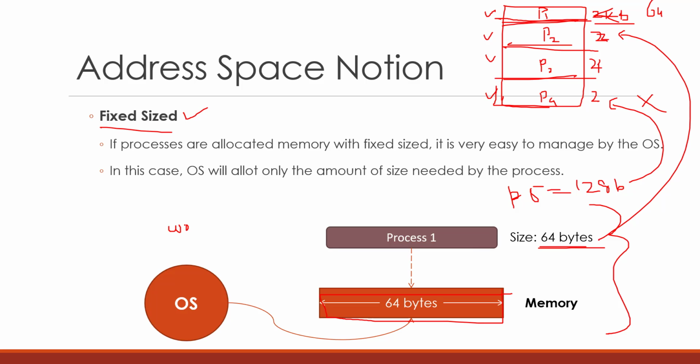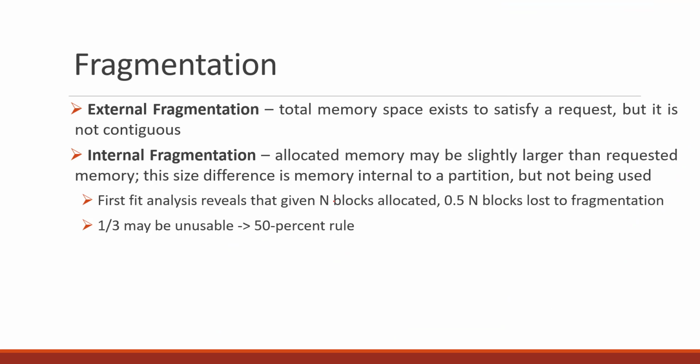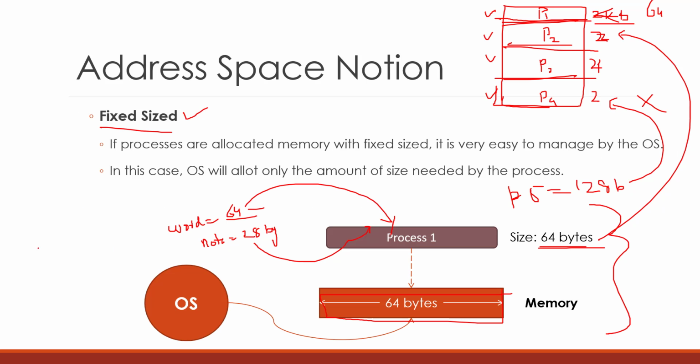Microsoft Word process, for example, might have 64 byte size. There is a Notepad process which might have only 28 bytes, right? So if it's 24 byte size, we can place it over here in the RAM. If it's 28, we can still place it, no problem. But let's see what is going to happen, right?